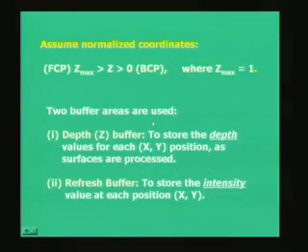So, coming back to these two concepts here, two buffer areas are used. One is called the depth buffer or the z buffer, which stores the depth value for each x y position as surfaces are processed, and another of course is the refresh buffer. Sometimes people call it the intensity buffer also, which stores the intensity value at each position x comma y. Okay. So, remember this, that the z values run from 0 to 1, and there are two buffers which we need, which are used for the algorithm.